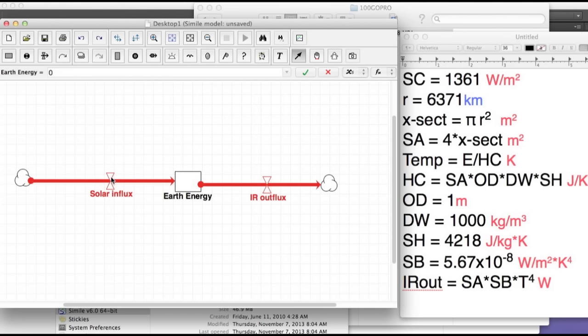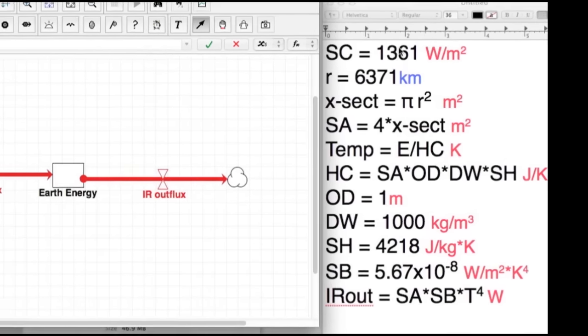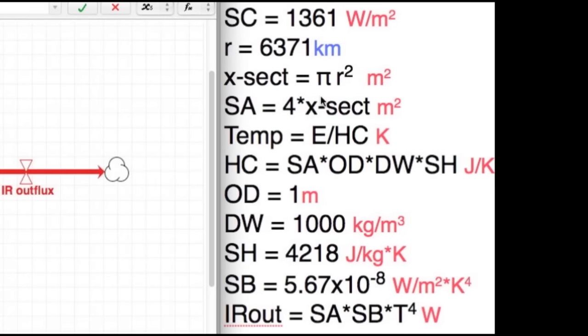So we need to play with that number a little bit here. So solar influx is going to have this solar constant coming in. Now over on the side here, I've written down all the pertinent information we're going to need. The solar constant, which I've abbreviated SC, is 1,361 watts per square meter.